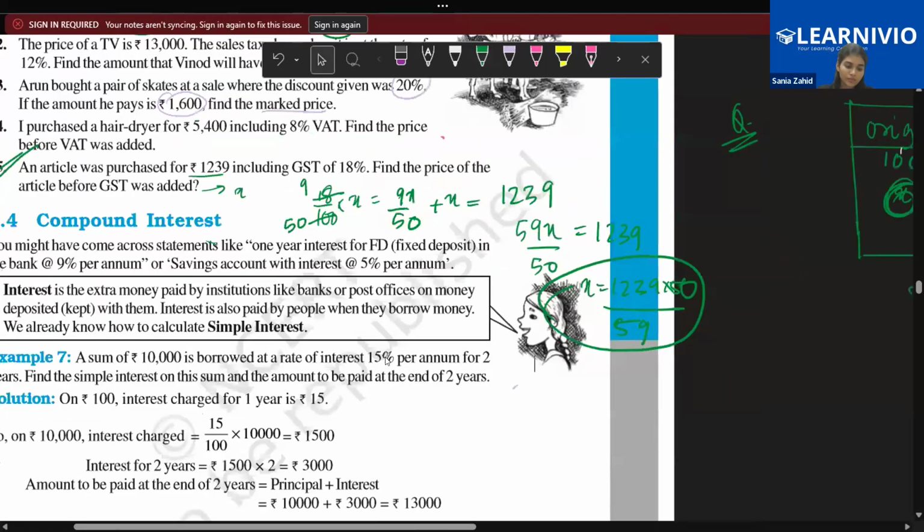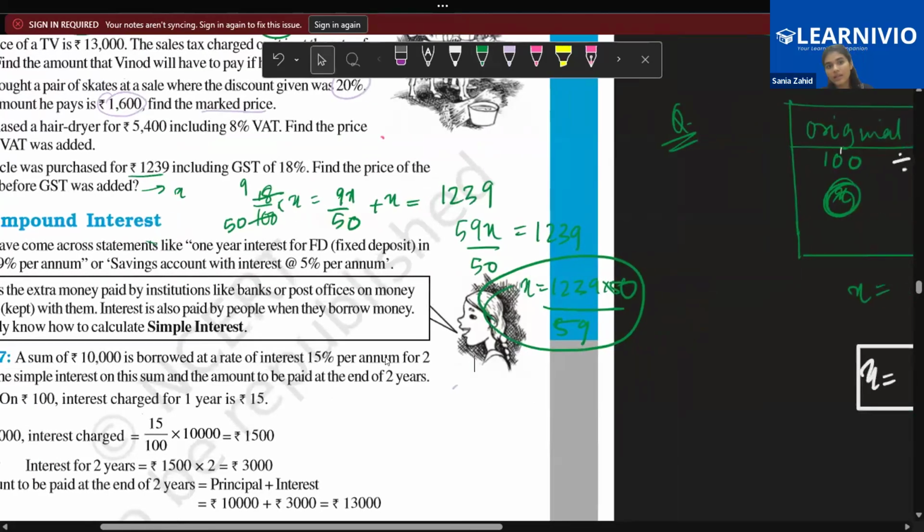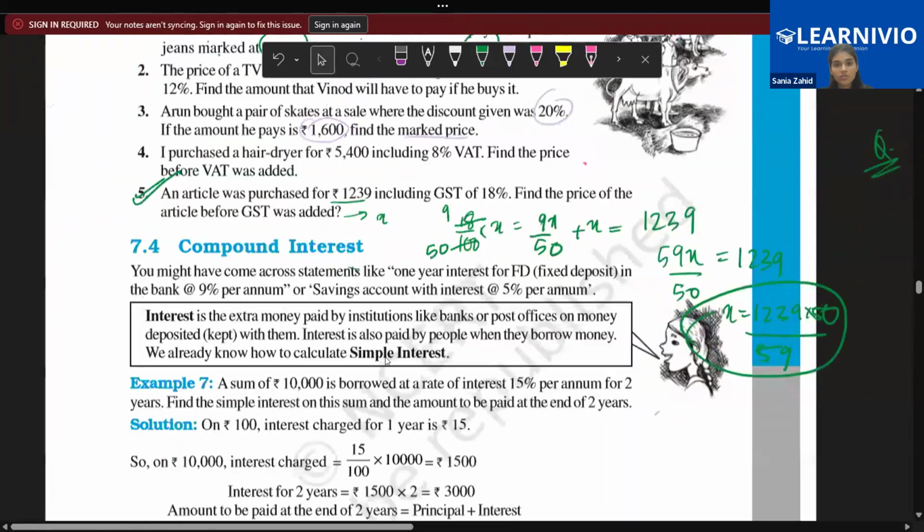Ma'am, I got 61950. 61950. Okay, you can calculate like that. Children, others also just check your answers.